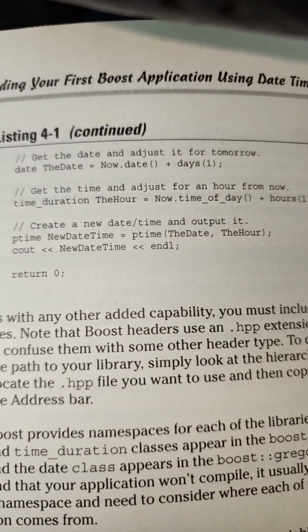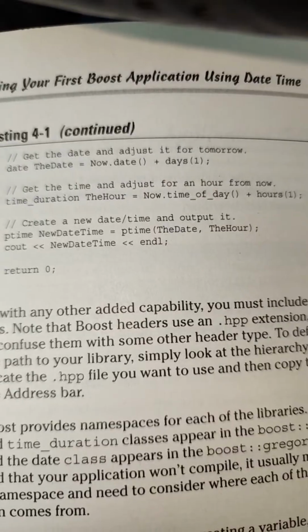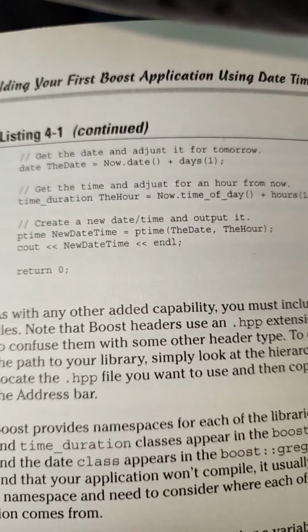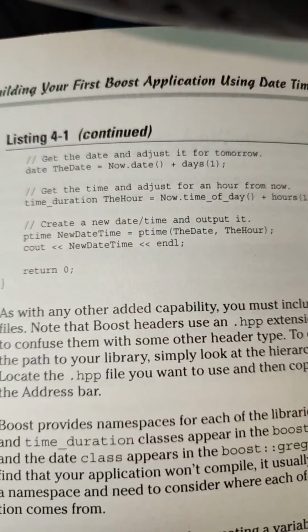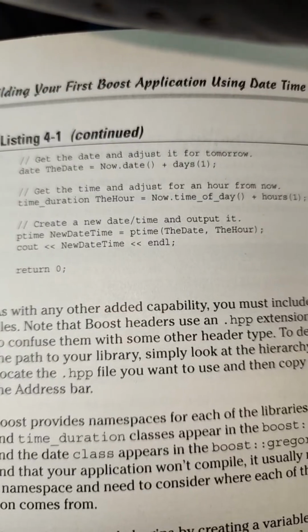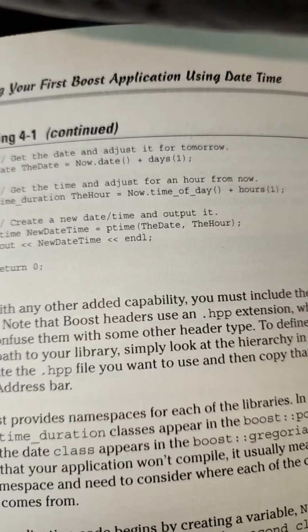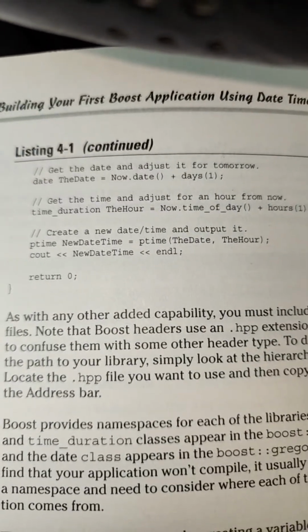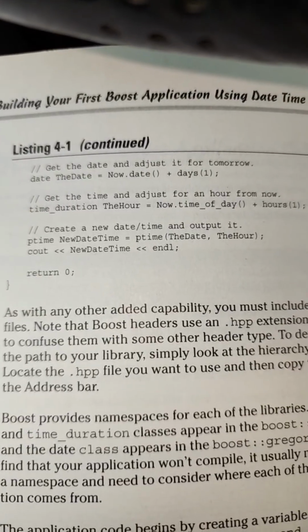date the_date = now.date(); the_date plus days(1). Get the time and adjust for an hour from now. time_duration the_hour = now.time_of_day() plus hours(1). Create a new date time and output it. ptime new_date_time = ptime(the_date, the_hour); cout << new_date_time << endl. Return 0.